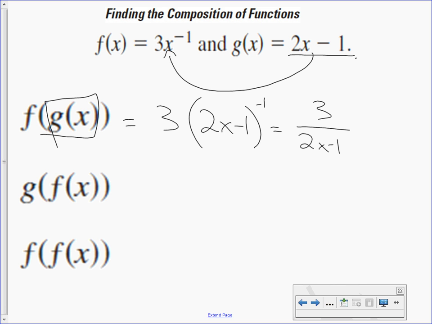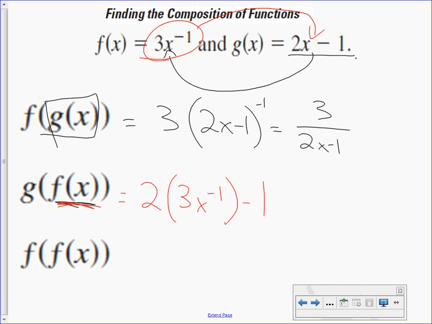Going the other direction, take the f of x equation. Take this full thing, and you substitute in here for x. So you get 2 times 3x to the negative 1 minus 1. What's 2 times 3? So you get 6x to the negative 1 minus 1.